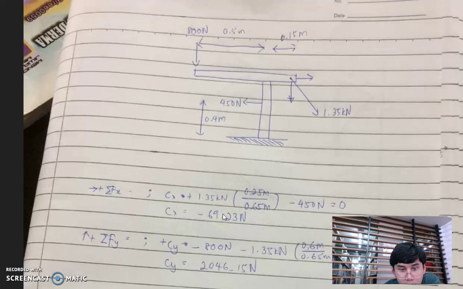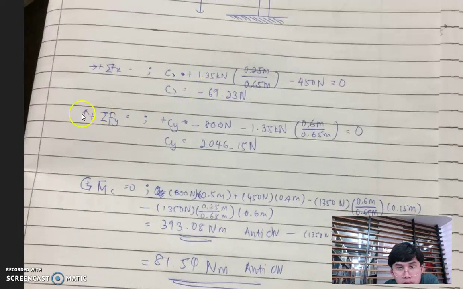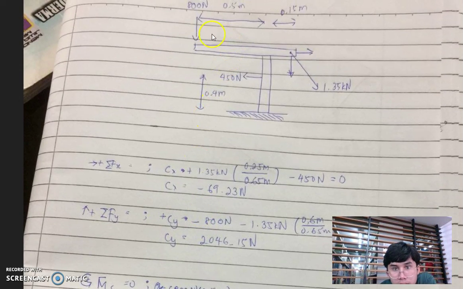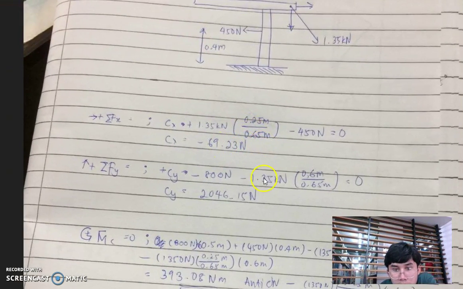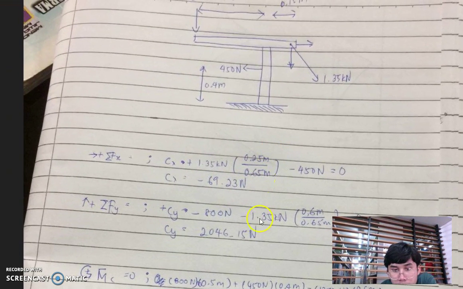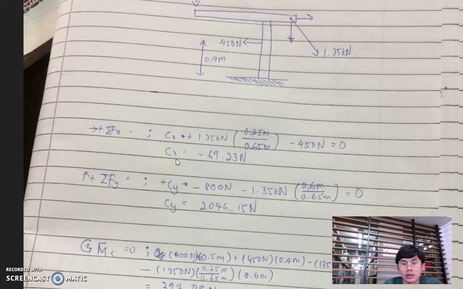And then for the y force, Cy minus 800 newton is from here, minus 1.35 kilonewton, and it's from the tension the string applied. And from here we get that for the x component of C, it's negative 69.23 newton, and for the y component of C, the value we get is 2046.15 newton.